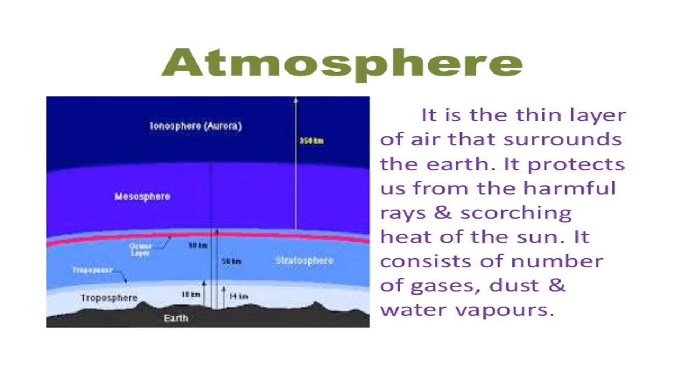Atmosphere is the third component of natural environment. What is atmosphere? Atmosphere is the blanket of air that envelops the earth. It protects us from the harmful rays and scorching heat of the sun. Its exact thickness is unknown, but we consider that it is up to 1600 kilometers from the surface of the earth. The gravitational force of the earth holds the atmosphere around it.